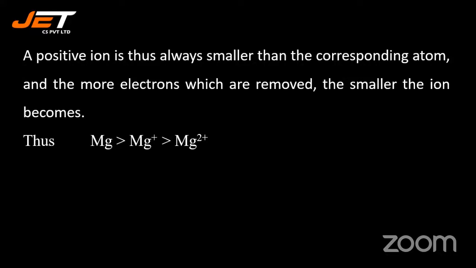That is the reason we can say magnesium, the original atom, is the largest in size. Magnesium 1 plus is smaller than this. Magnesium 2 plus is smaller than that. In the exam, if they ask you about X, X plus, X 2 plus, X 3 plus, the size decreases in that order. Hopefully this concept is clear to everyone. See, Fe2 plus and Fe3 plus are two examples. So is this concept clear to everyone?